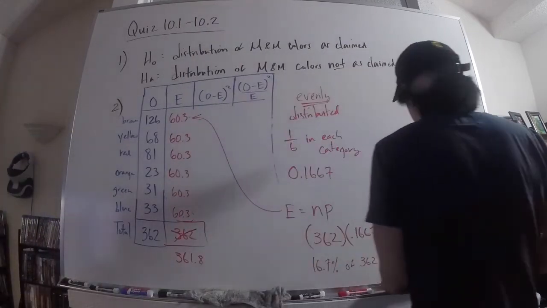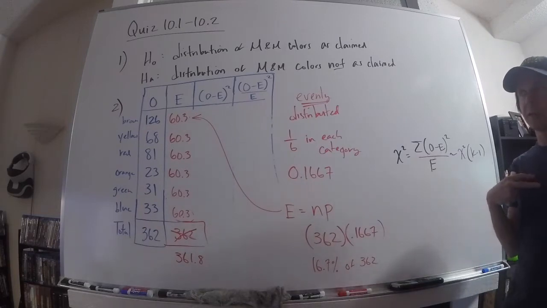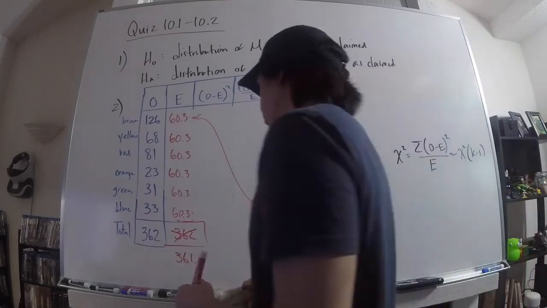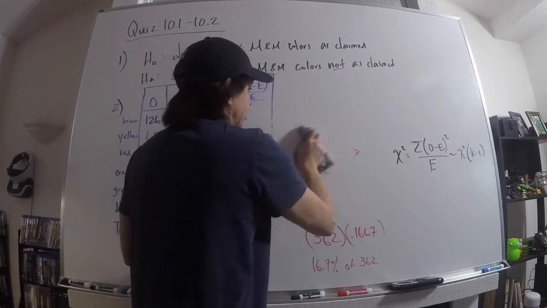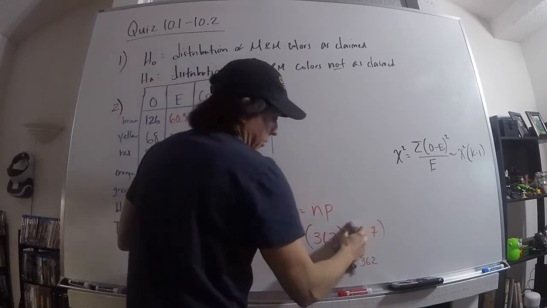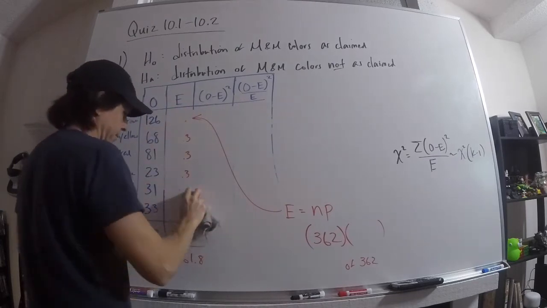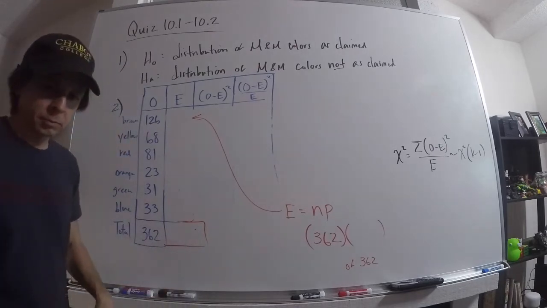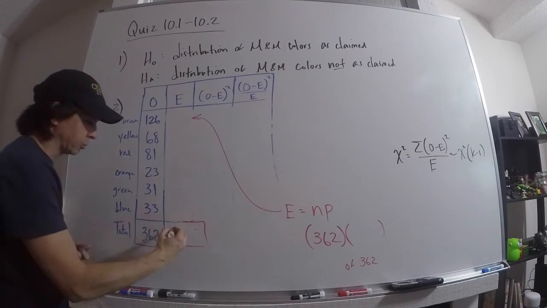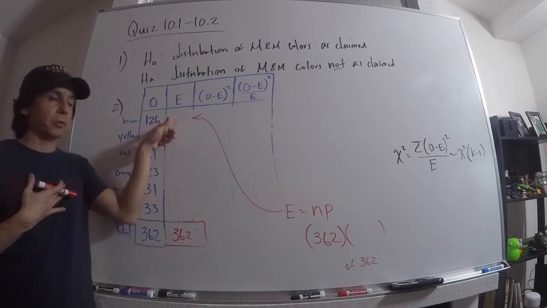All right. And then we would work from there, building towards this. And that's how we would test if the colors of M&Ms are evenly distributed. That is not our actual problem. They never claimed it was evenly distributed. They claimed that 30% were brown. So out of the 362, I'm expecting 30% of that to be brown.